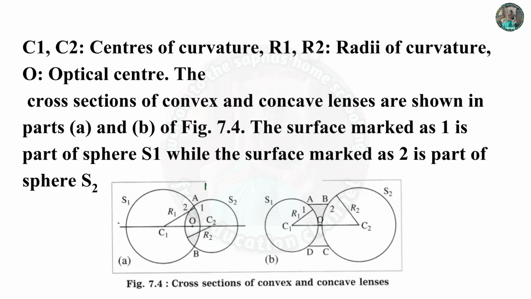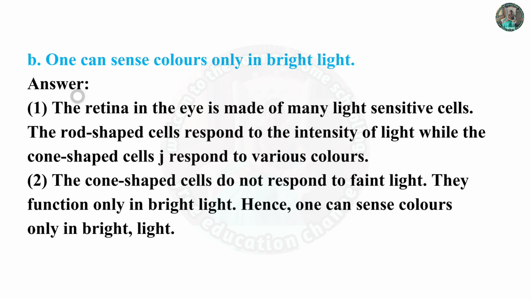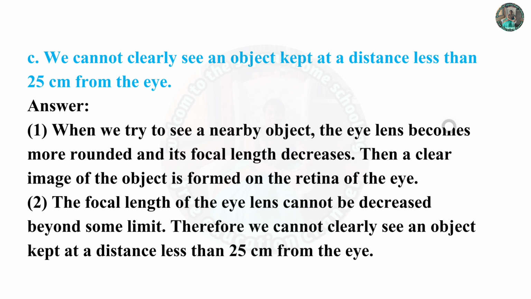B. One can sense colors only in bright light. Answer. First, the retina in the eye is made of many light-sensitive cells. The rod-shaped cells respond to the intensity of light, while the cone-shaped cells respond to various colors. Second, the cone-shaped cells do not respond to faint light. They function only in bright light. Hence, one can sense colors only in bright light.